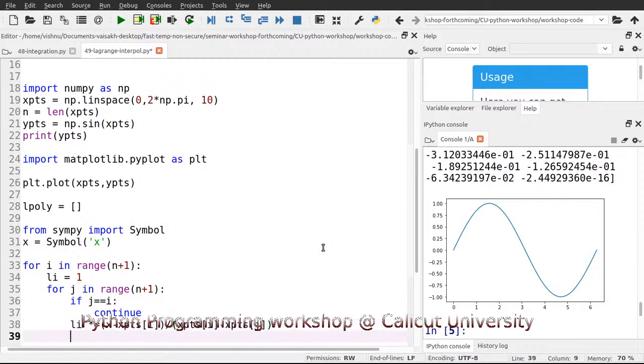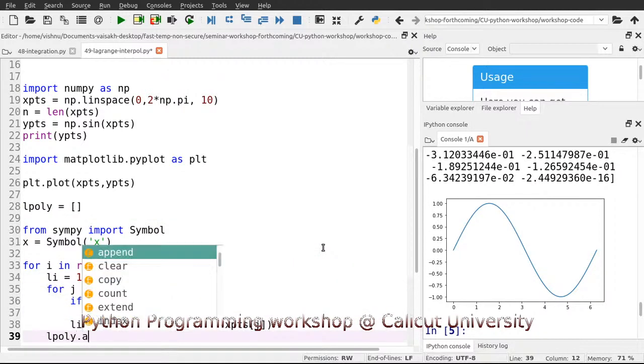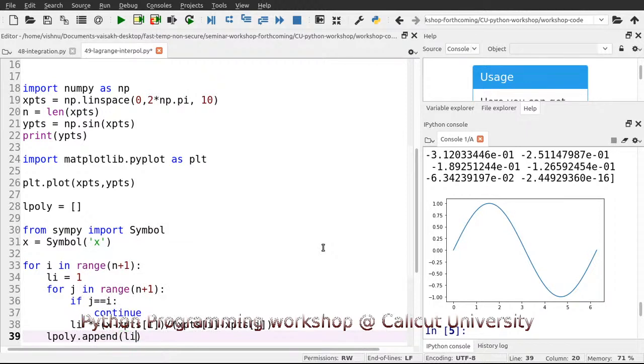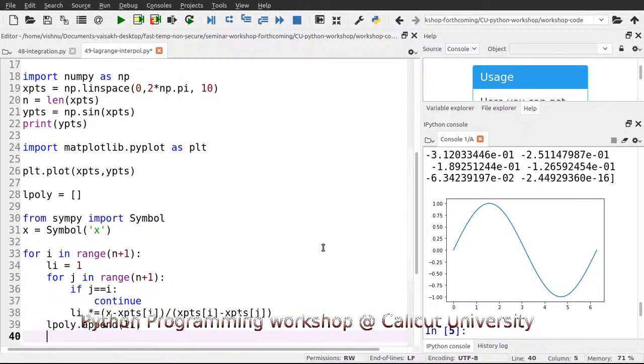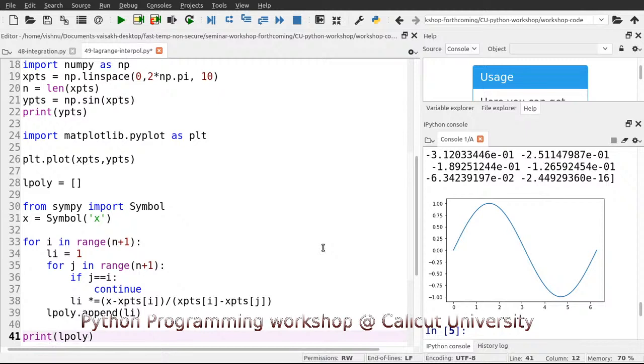So after completing that, what should we do? Let us push this to the L polynomial list after completion. Append Li. Once this loop is over, all the L polynomials will be created. Let us try to see if it's correct or not. Print L. So L poly means L poly 0, L poly 1, L poly 2, etc.